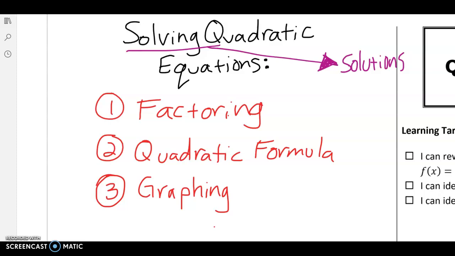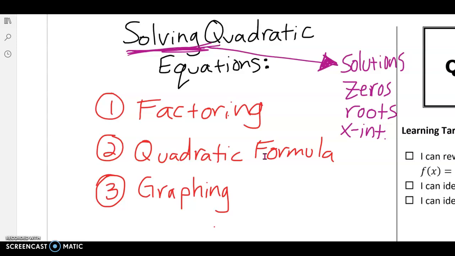Hopefully you thought of something like zeros or roots or x-intercepts. All of those things mean the same thing. So when we are solving, what we're really finding is where does the graph touch the x-axis? So do we have to use factoring and the quadratic formula? No, we could just graph it and see where the x-intercepts are.